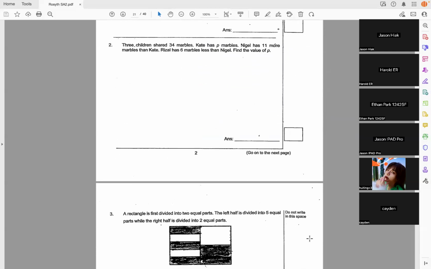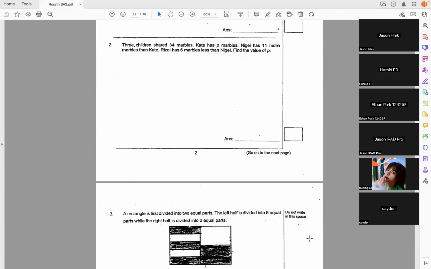Question number 2. 3 children shared 34 marbles. Kate has P marbles. Nigel has 11 more marbles than Kate. Riza has 6 marbles less than Nigel. Find the value of P. This is a very typical algebra question. It's very simple. You just go one statement at a time.